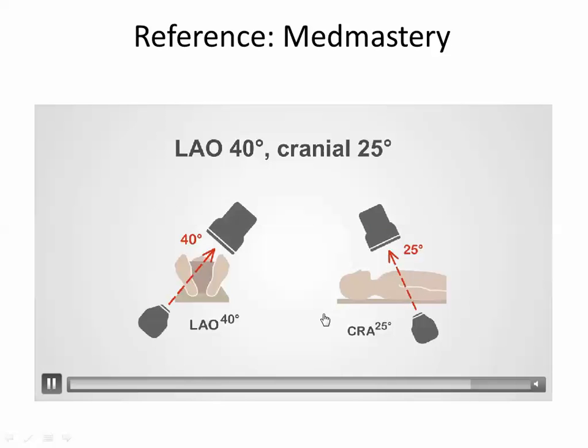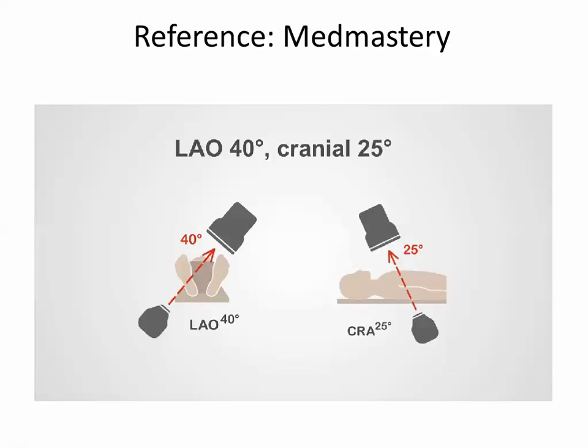So as we said, LAO 40, cranial 25. The camera will go 40 to the left. Then after going to the left, he will move it cranial, towards the face of the patient, to 25. Okay, it's not moving in an oblique manner. It's moving in two ways: first LAO, then cranial or caudal.